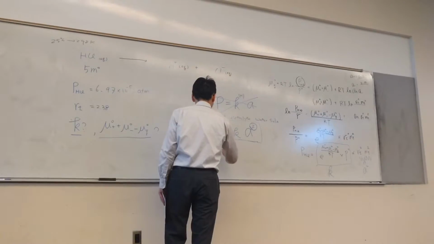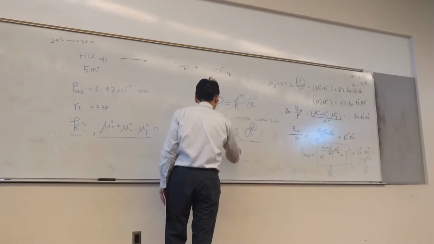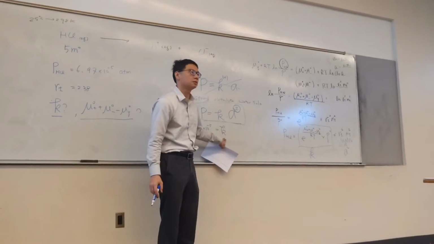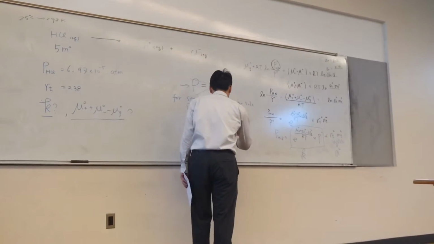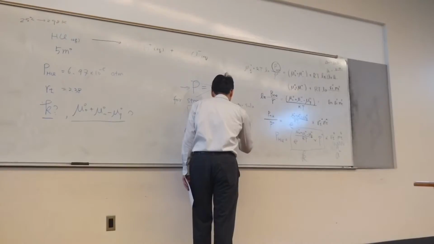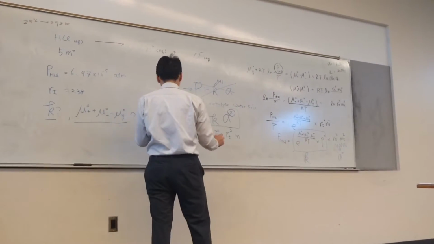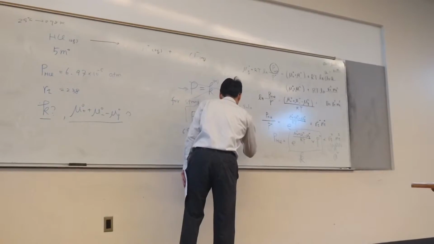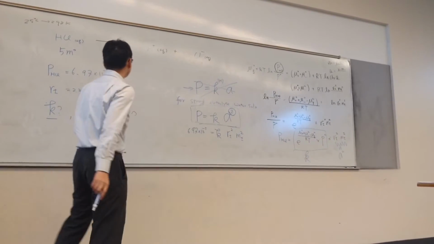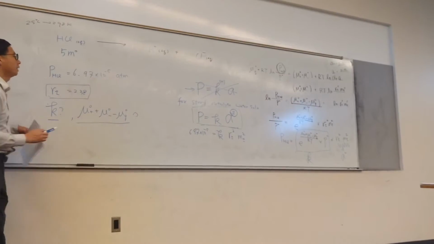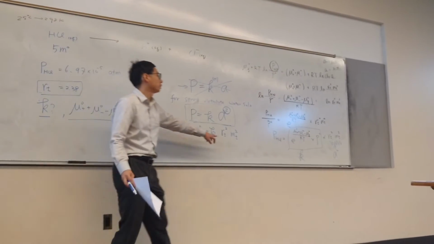So P is 6.97 times 10 to the negative 5, which is equal to K, the thing you want to know, and A is gamma plus minus squared times M plus minus squared. So this one will be provided. Then what is your M plus minus?